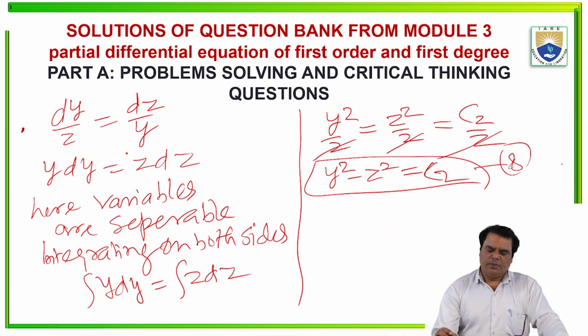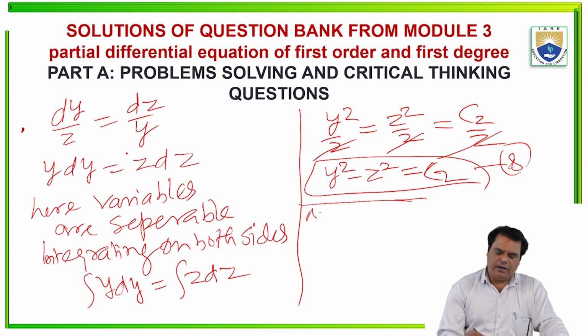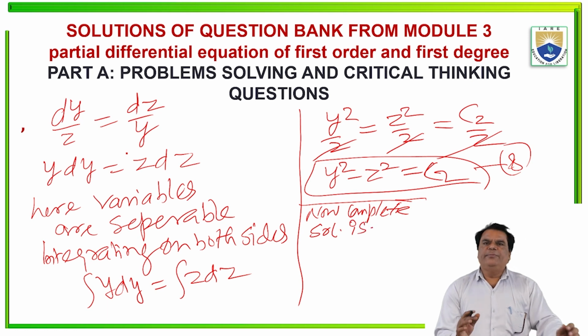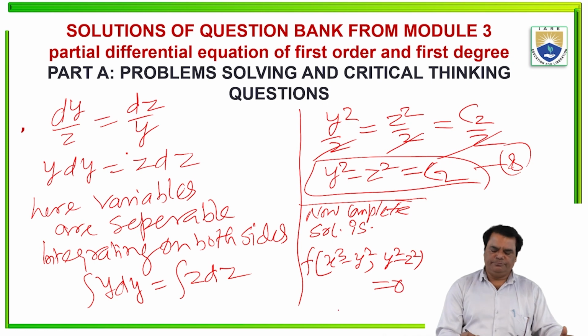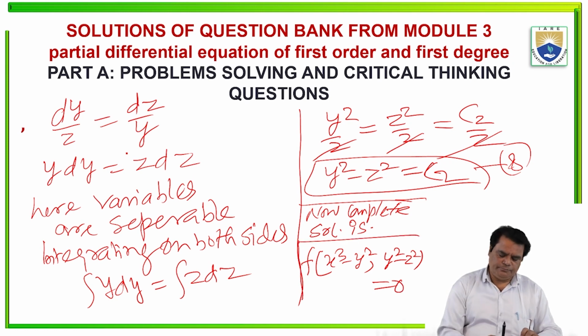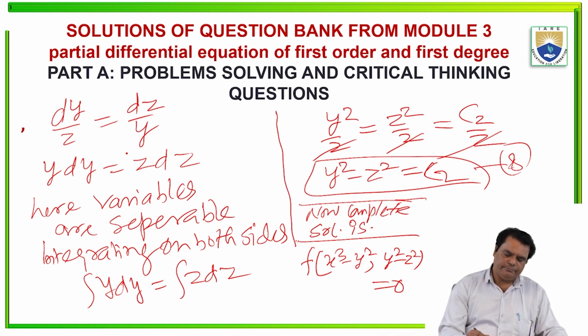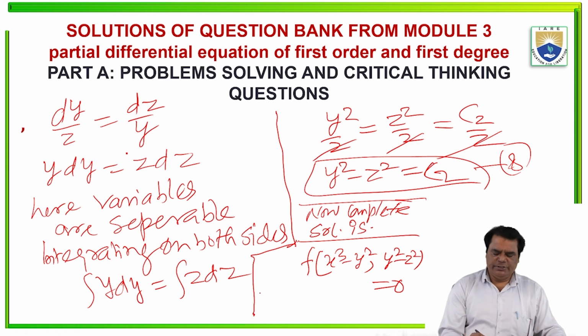Now the complete solution is the combination of solution 1 and 2 in function form. So write here the function: first solution, x cube minus y cube, comma, second solution, y square minus z square, equals 0. So this is the complete answer. This is the required function, the solution of equation 1.